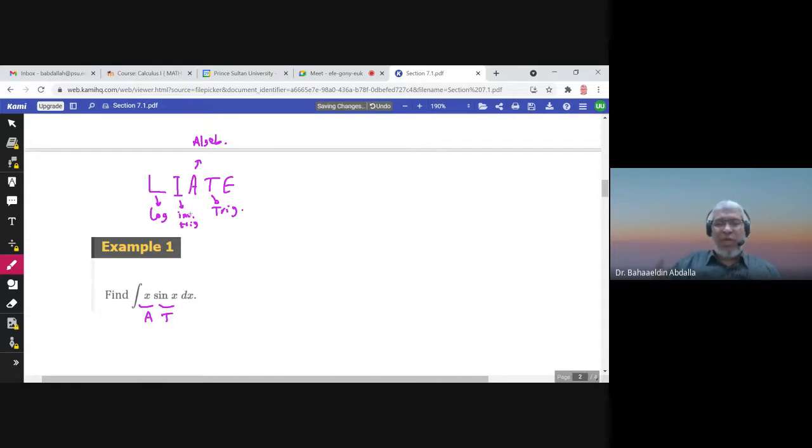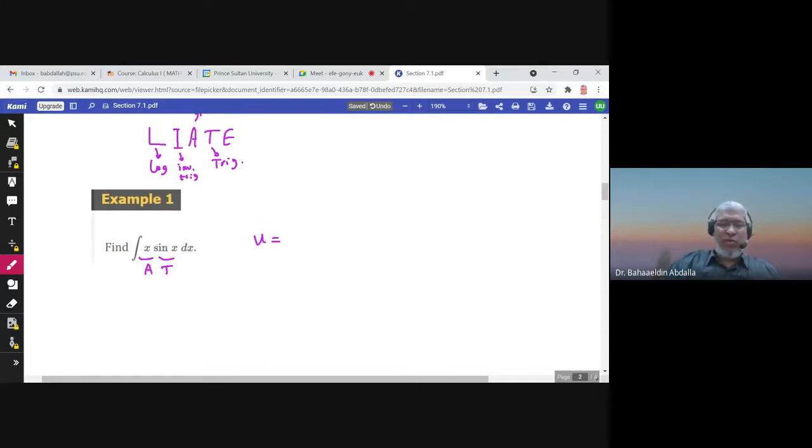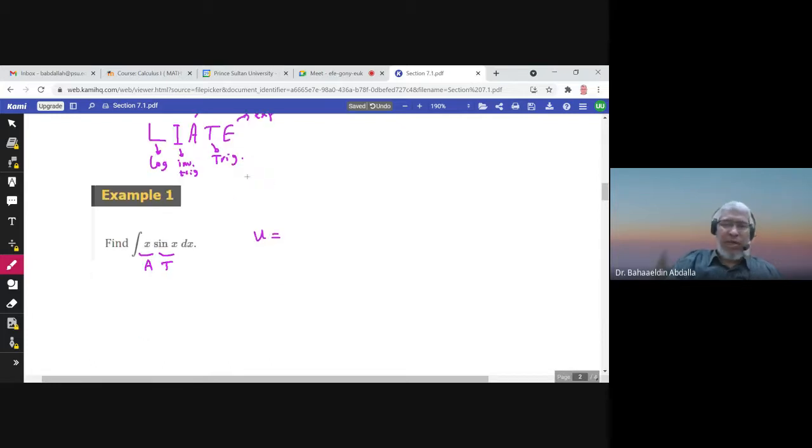A comes before T in the word LIATE. So the function that comes first, we take as u. E is exponential, like e to the power x, and all the exponential functions. So we will take u as x, and dv would be the remaining part of the integral, which is sine x dx.